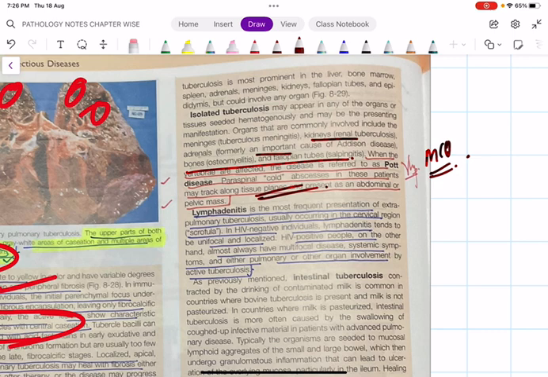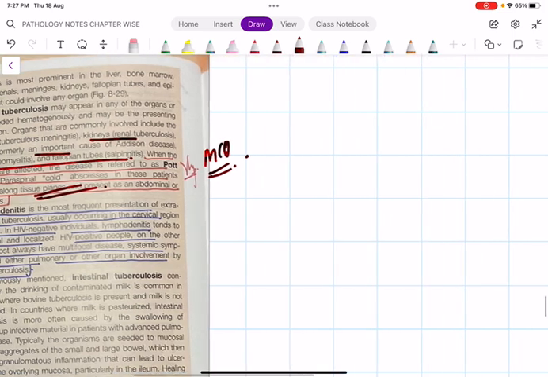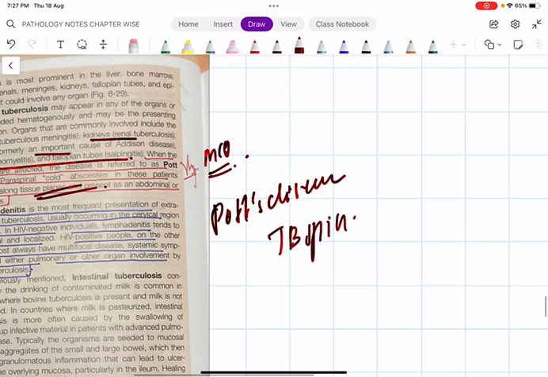This cold abscess is seen in the vertebra, most commonly in the lumbar vertebra. Cold abscess, psoas major abscess, everything will develop. So that is tuberculosis of the spine. What is Pott's disease? Pott's disease is nothing else but TB spine. TB spine is called Pott's disease, associated with the cold abscess.